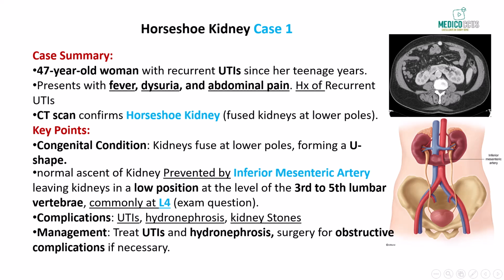To summarize, horseshoe kidney is a congenital condition in which the kidneys fuse at their lower poles and are unable to ascend to their normal position in the abdomen due to the presence of the inferior mesenteric artery. While often asymptomatic, this condition increases the risk for urinary tract infections, nephrolithiasis, and hydronephrosis due to abnormal urine flow. Diagnosis is typically made through imaging studies such as CT scans, and management focuses on treating associated complications.